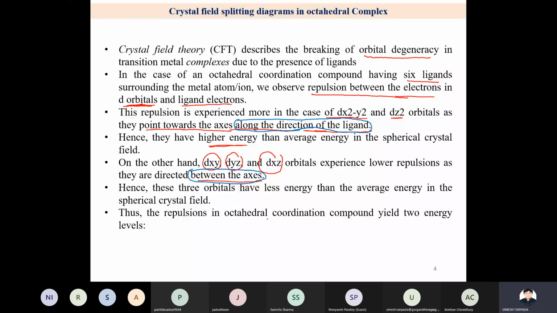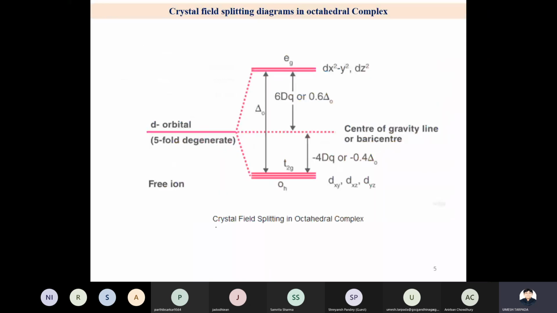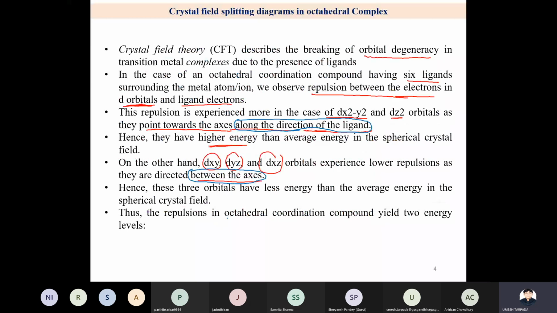So thus in an octahedral complex you get two different sets. One set has dx square minus y square and dz square. This is one set, dx square minus y square and dz square, and we call it the EG set. G represents gerade, that is the symmetry which is present in an octahedral field.